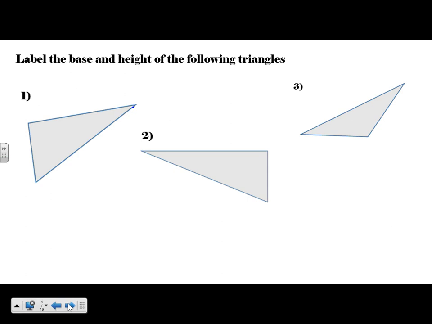So label the base and the height of the following triangles. This is a little bit different because there's a couple different ways you can do this. So I'm going to do all three of these first, and then I'm going to show you what I'm talking about. So for number one, if I'm going to call this one the height, again, you have to make it perpendicular, so that's the height. Well, if that's perpendicular to this line, that would make that line the base.